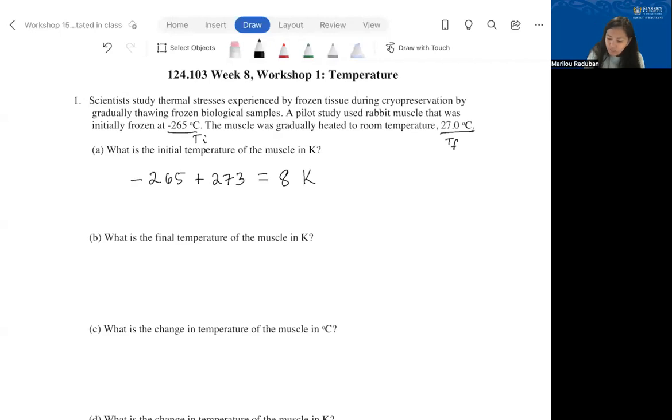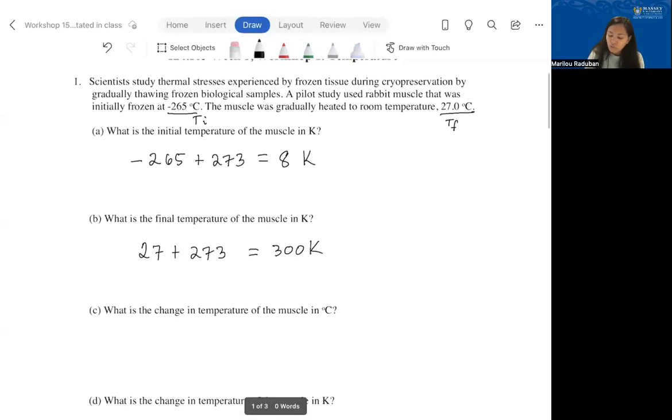So the final temperature, it's the 27 degrees Celsius that we convert to Kelvin. So that's straight up 27 plus 273 gives you 300 Kelvin for that. The change in temperature of the mussel in degrees Celsius, then it's just subtracting the two. So the temperature went from negative 265 degrees Celsius to 27 degrees Celsius.